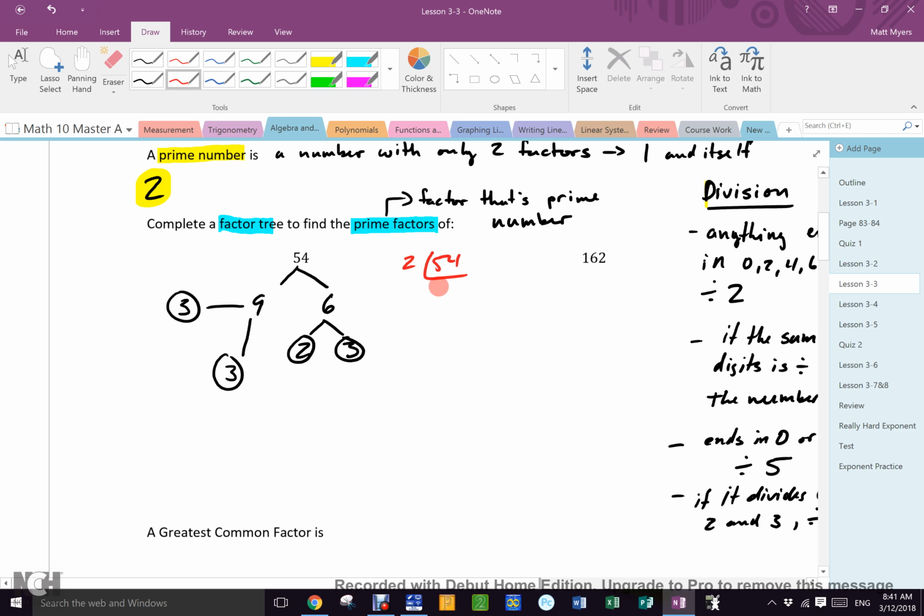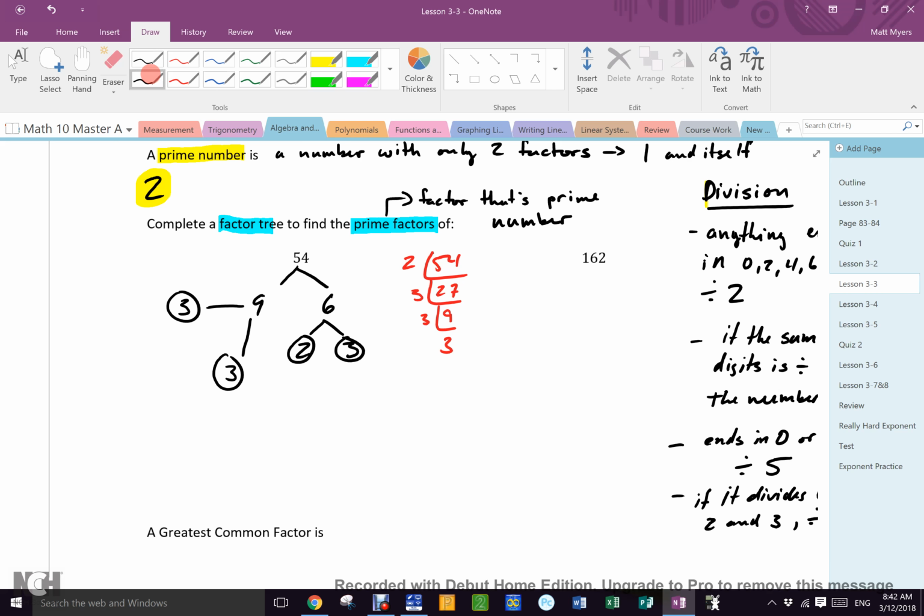2. 27. 3. 9, 3, 3. And I go until I have all prime numbers out here. That's the way I was taught to do this in 1990. This exact lesson. Do I care what you do? No, as long as you recognize you keep going till you have prime numbers. Is everyone cool?